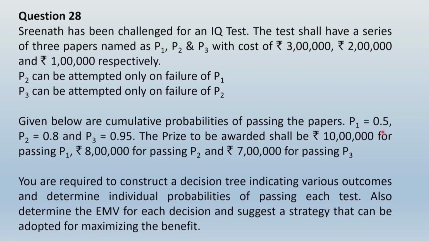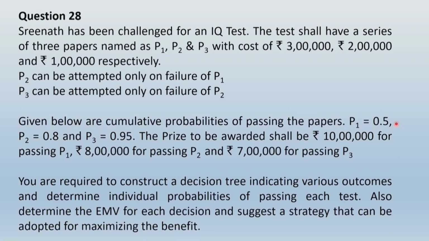For example, for passing the first test, that is P1, the probability is given as 0.5. So whatever is reported as cumulative probability for P1 will actually be the individual probability as well for passing P1. However, look at one thing: the cumulative probability for passing P2 is given as 0.8. When it is cumulative probability, it means the 0.5 is included in the 0.8. So the overall probability for passing P2 will be 0.8 minus 0.5, that would be 0.3. And from that you will be separately identifying the probability of passing P2.